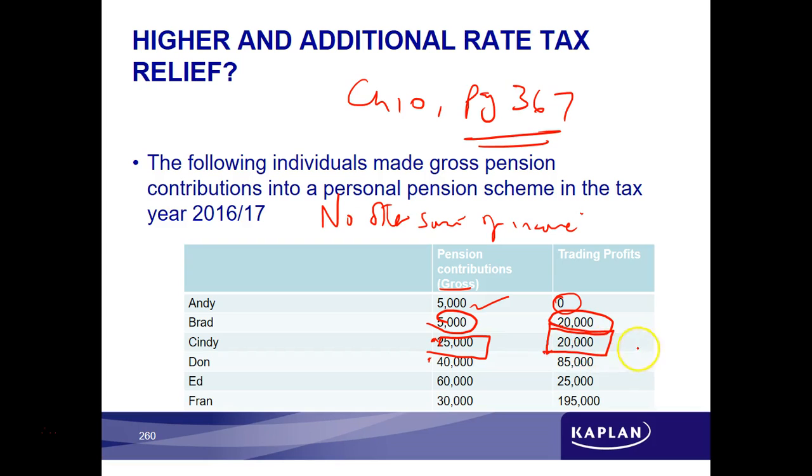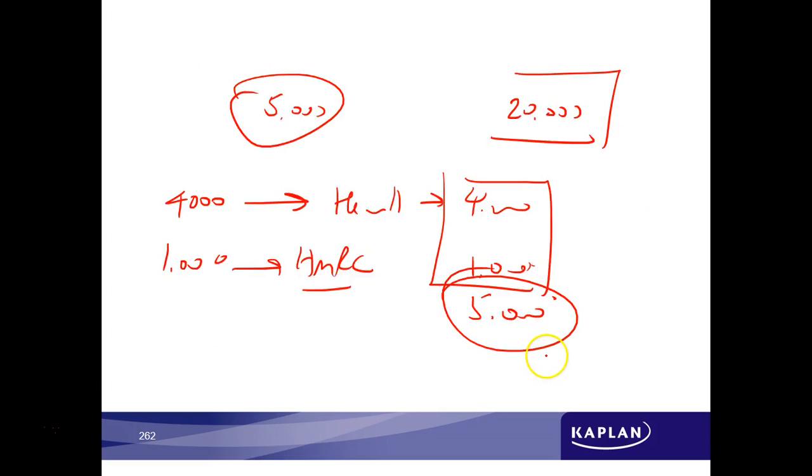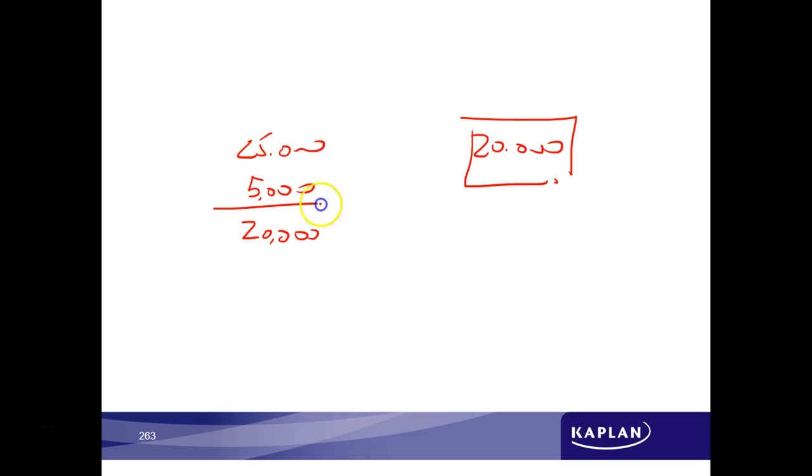But because pensions are to do with trading and employment, she can only put in 20,000. So her restriction is 20,000. So let's just go to a clean slide. She's got 20,000 here, and she sent through 25,000. Because she's restricted at 20,000, I'll separate that into two parts. The extra 5,000 is just going in there, but we'll gain no relief on it.